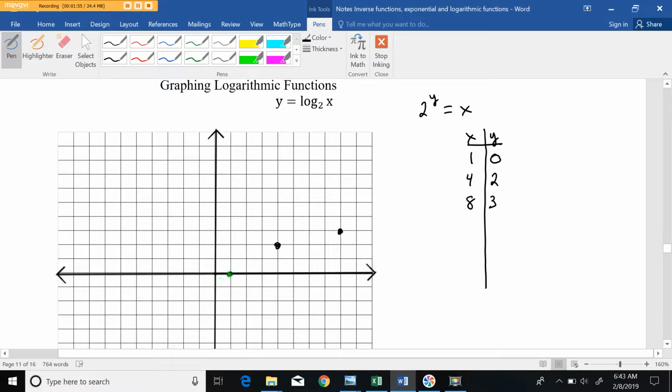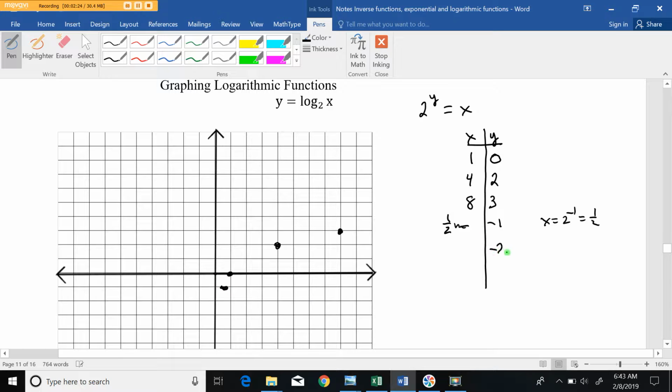Now let's investigate what happens over here. Let's try -1 just to see what happens, for y, not x. So if I put -1 in, x is going to equal 2 to the -1, which is 1/2. So this goes through the point 1/2, -1.